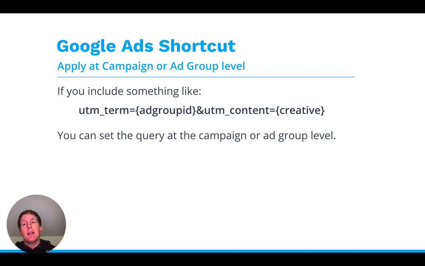So if you include something like UTM term equals ad group ID and UTM content equals creative, then if you apply that at the campaign level, it will populate the ad group ID and the creative, so you don't have to set it at each ad group or each ad level. If you want to use names, then you have to do it manually, but if you're cool with the IDs, then you don't have to go through all the ads. You can just set it at a higher level. So it's campaign, ad group, or ad level. You can also kind of combine them. And so just put UTM campaign in your campaign and then add the others to the individual levels. But I find it's a lot easier just to put them in one asset.